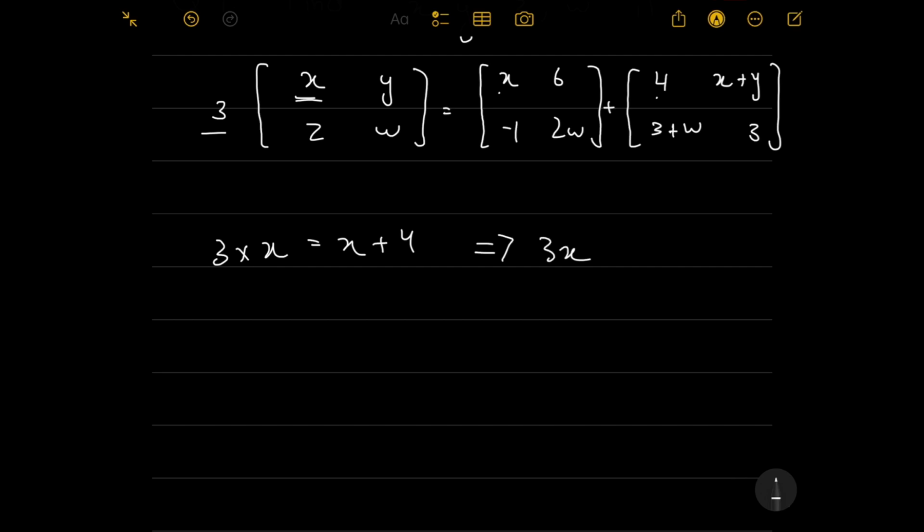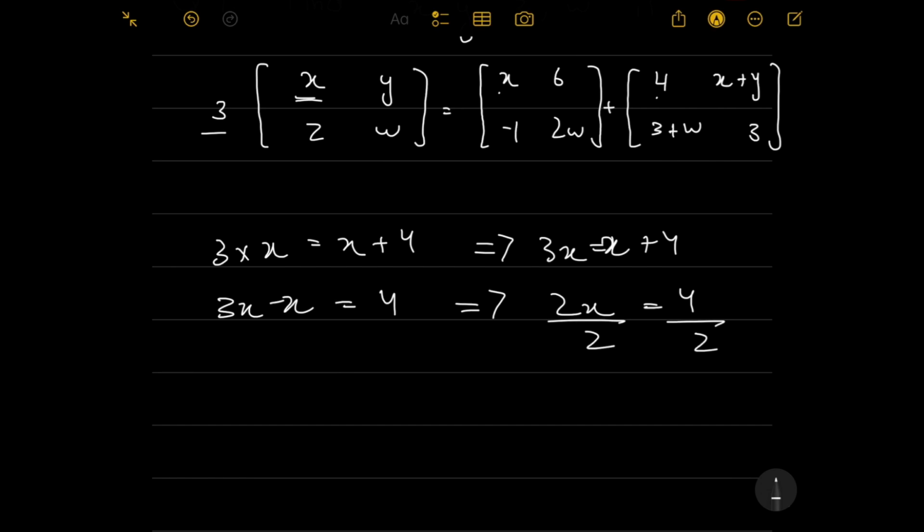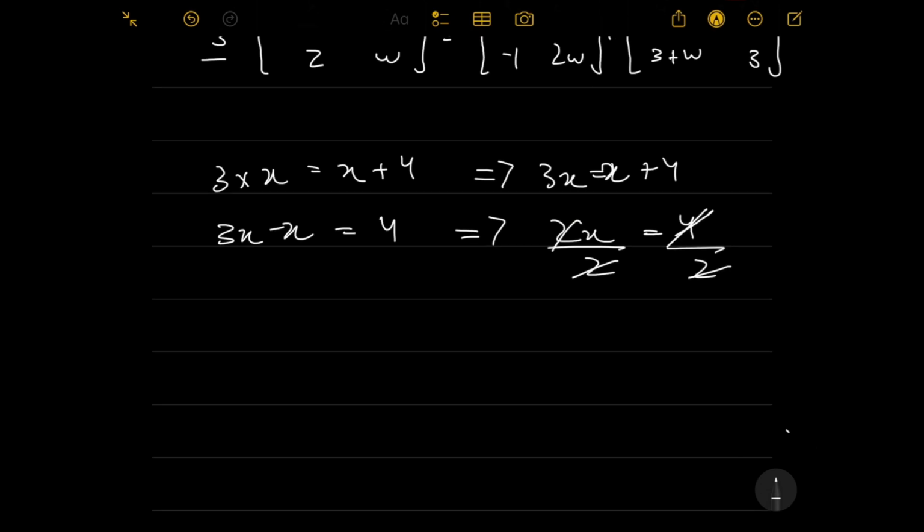So simplifying it a bit further, 3x equals x plus 4. Then 3x minus x equals 4. 2x equals 4, and divide by 2 on both sides. We'd get the value of x as 2. So x is 2.